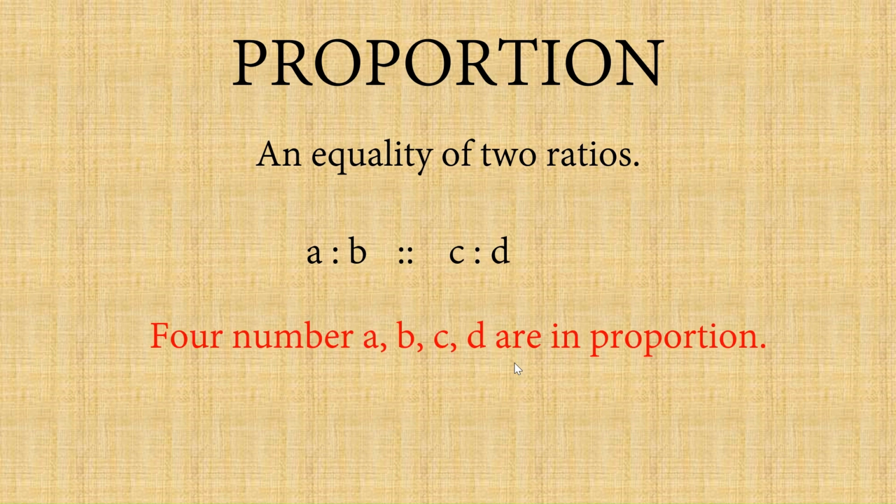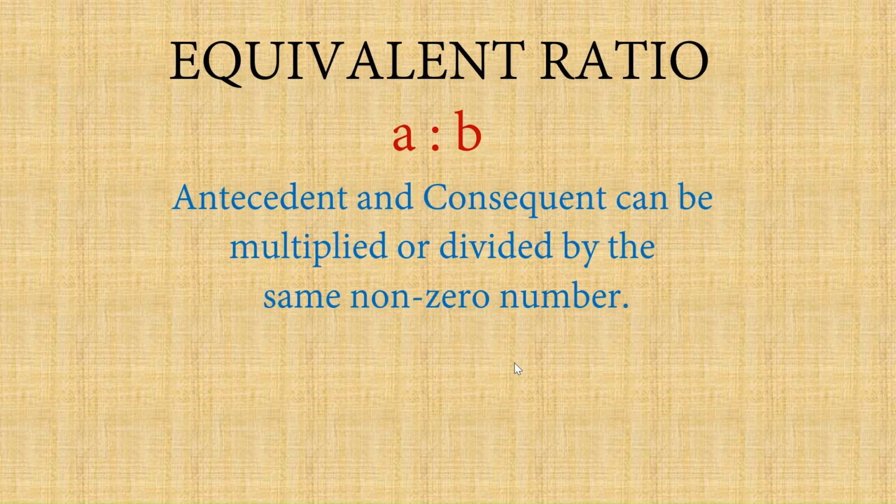If we recollect the equivalent ratios concept, then we know equivalent ratios are equal to one another and they can be obtained by multiplying or dividing both antecedent and consequent with the same non-zero number. Consider 2 is to 3. If we multiply 2 and 3 with 2, it gives 4 is to 6. Now, 2 is to 3 and 4 is to 6 are equal to one another. Those are equivalent ratios. In this case, all these four numbers 2, 3, 4, 6 are said to be in proportion as both the ratios are equal to one another.